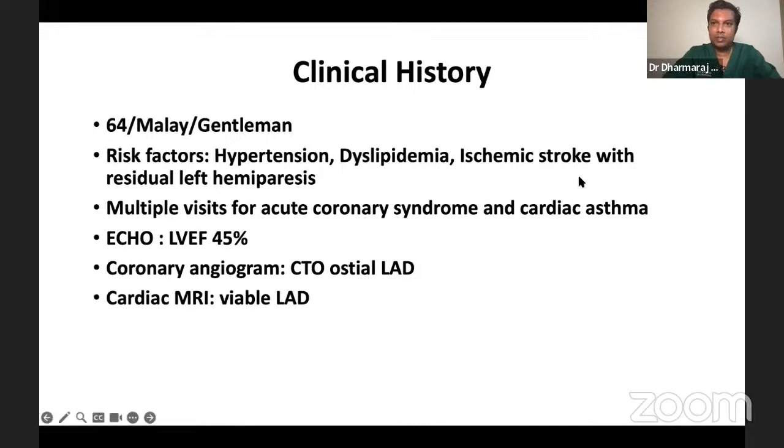My patient is a 64-year-old Malay gentleman who has several cardiac risk factors and had multiple visits to the emergency department with acute coronary syndrome and cardiac asthma, and he was erroneously treated as COPD exacerbation, until an astute clinician luckily saw and referred him to us. An echocardiogram showed an ejection fraction of 45%, and a coronary angiogram showed a CTO of the ostial LAD. We sent him for an MRI, and the MRI came back that the LAD was viable.